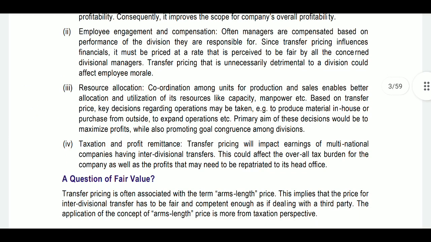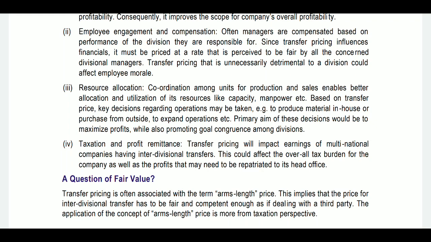Next, taxation and profit remittance. Here transfer pricing will impact the earnings of multinational companies that have internal division transfers. When we have a branch in another country, it will impact our earnings. This could affect the overall tax burden for the company as well as the profit that may need to be repatriated to its head office. So when we are repatriating the profits, it will be affected.